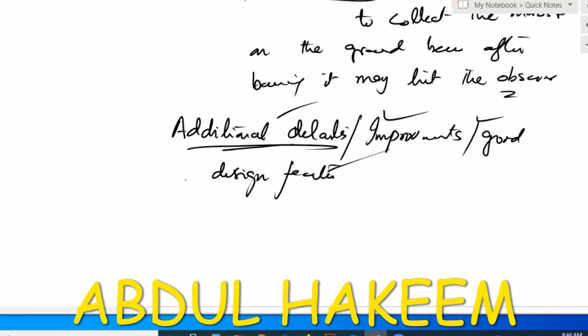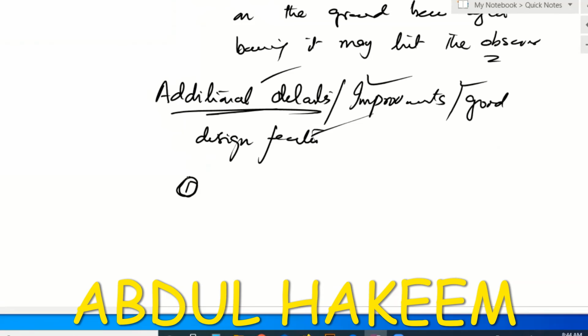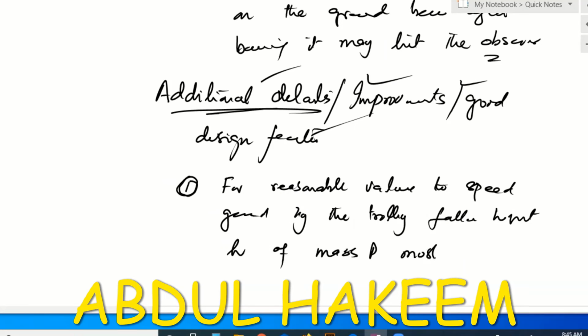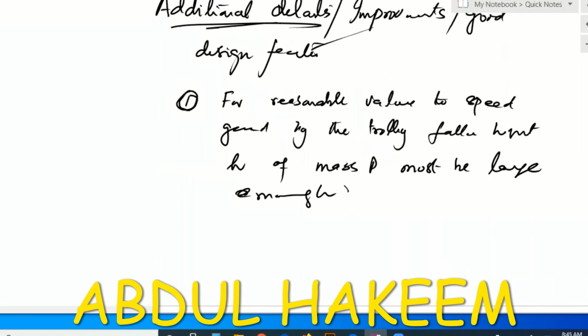So 3 headings, anyone. So first, in all experiment, we have to write how to make dependent quantity more precise, measurable. So definitely, if the distance d is very small, if the height fallen is very small, we cannot record time accurately, so the speed will be not accurate. So we will write for reasonable value of speed gained by the trolley, fallen height h of mass p must be large enough. So the height or the distance covered must be large enough.